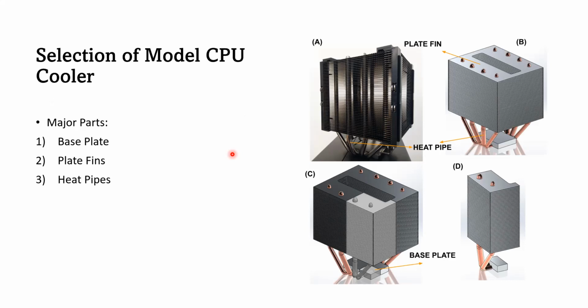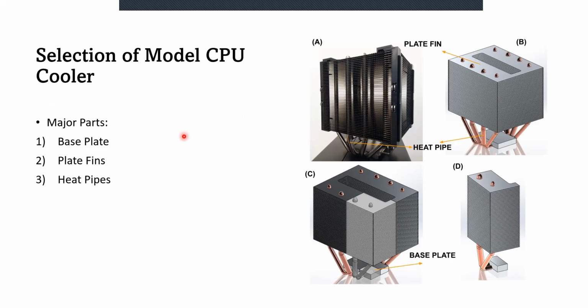Now to do so, we need to select a model CPU cooler. We know that there are two main types of CPU cooler out there in the market. One is the air-cooled CPU cooler and the other is the water-cooled CPU cooler. As we are studying CPU coolers that are employed in desktops, they are normally air-cooled CPU coolers. We can see a similar one in picture A. Picture B is a CAD version of this real CPU cooler.